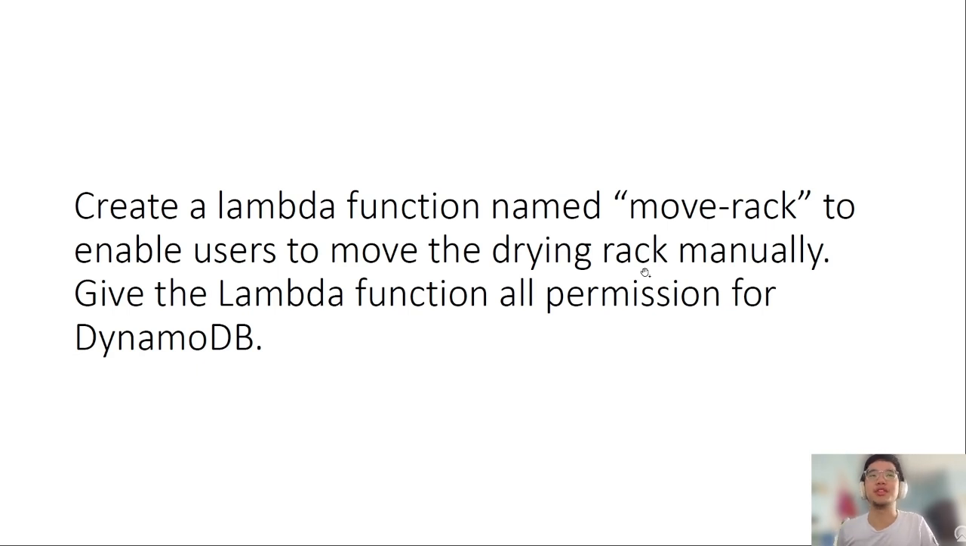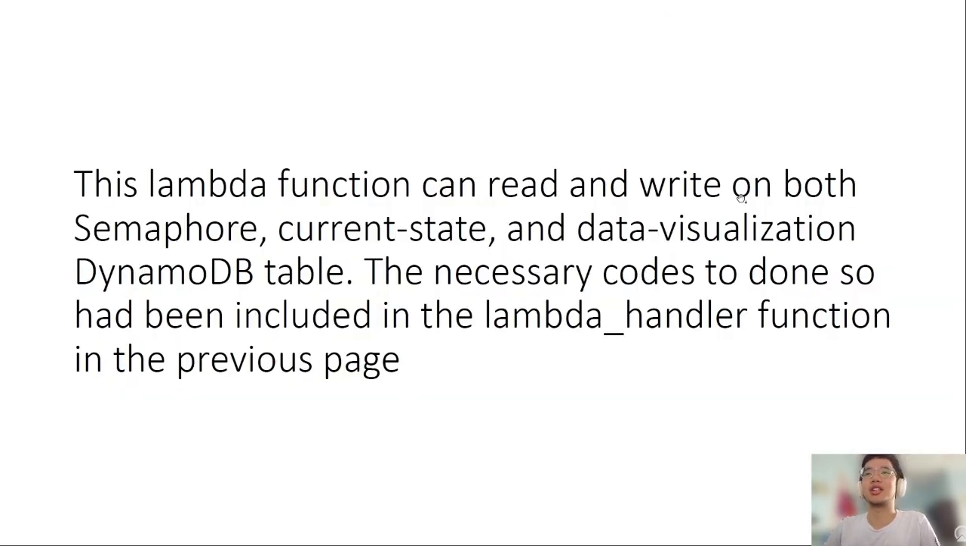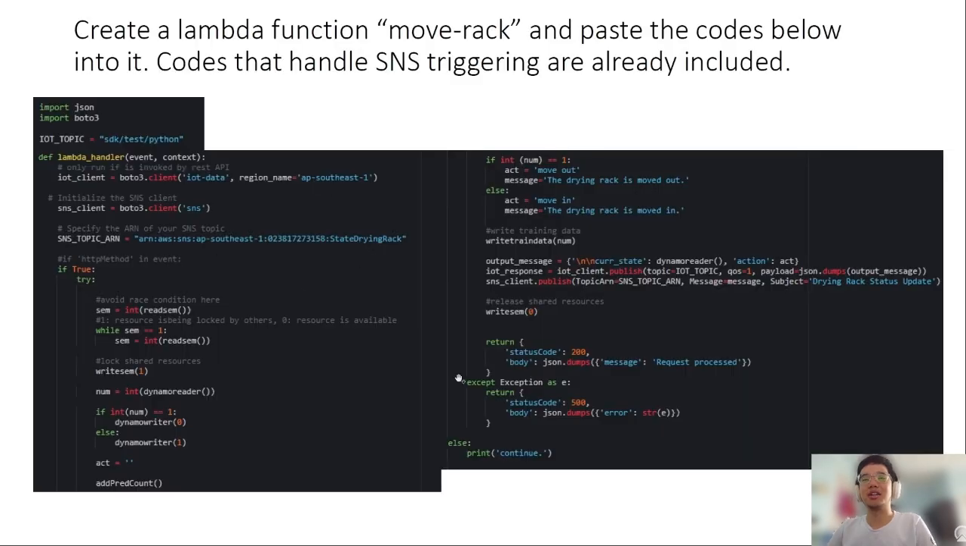Next, to enable the user to move in and move out the drawing rack manually, we will need to create a Lambda function named move rack, and we will need to give this Lambda function all permissions for DynamoDB. So we will need to paste these codes into the Lambda code space. In these codes, the calling of necessary functions, the if else logic to determine whether to move out or move in the drawing rack, and the SNS object creation to send a message to the user are all included here. So this Lambda function can read and write on both the semaphore, current state, and data visualization tables, and the codes to call these functions are already included here.